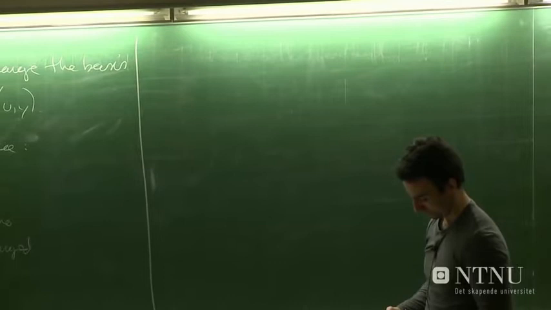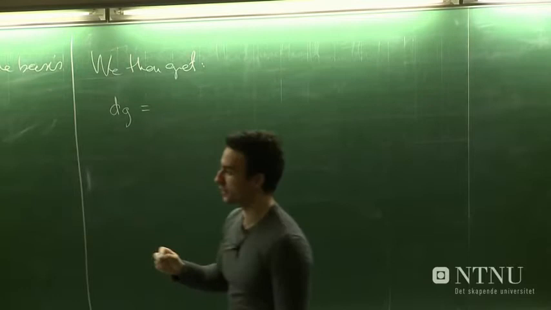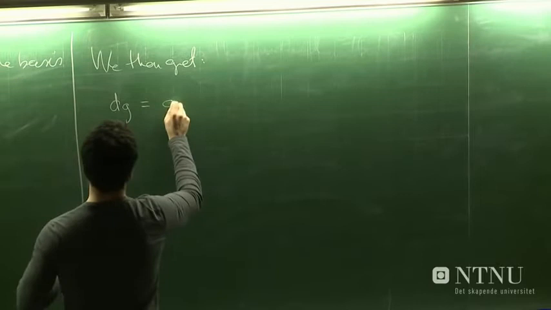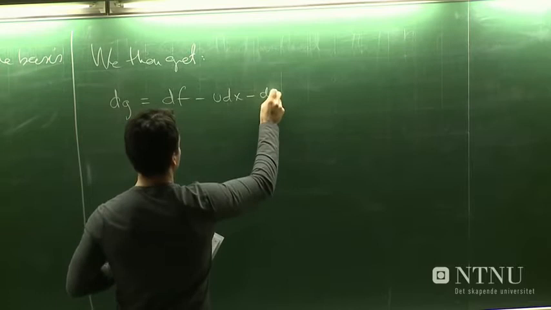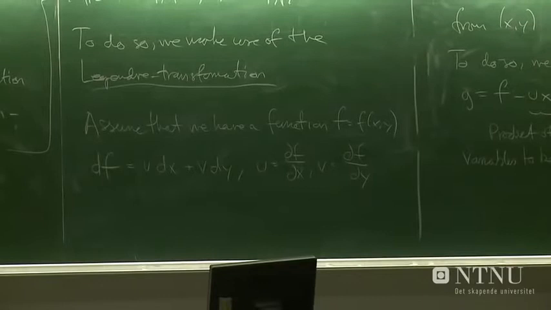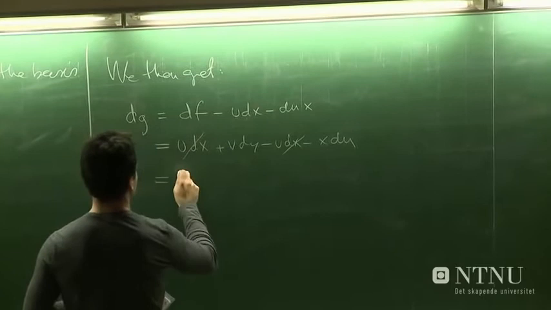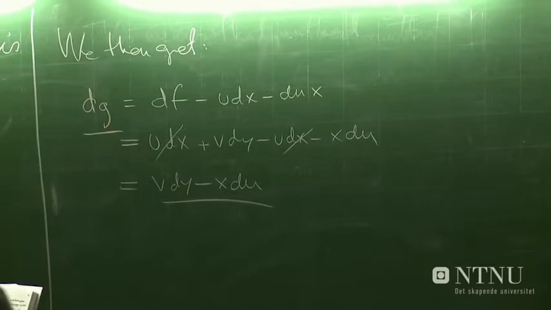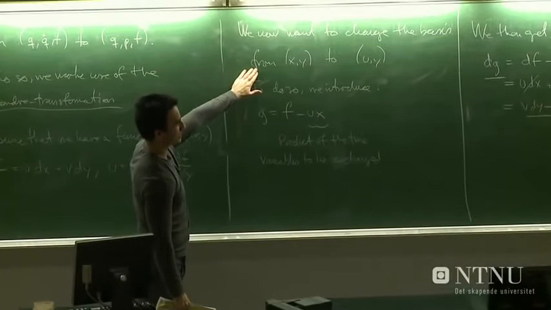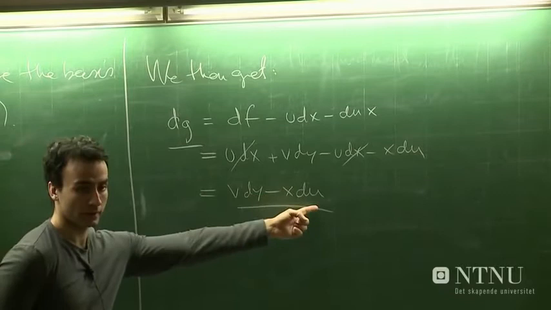Because if we do so, we may consider a differential of g. And then inserting df over here, we have achieved precisely the aim we were interested in. We want to change the basis from x, y to u, y, so that an increment in g, the differential of g, is expressed in terms of increments in u and y.